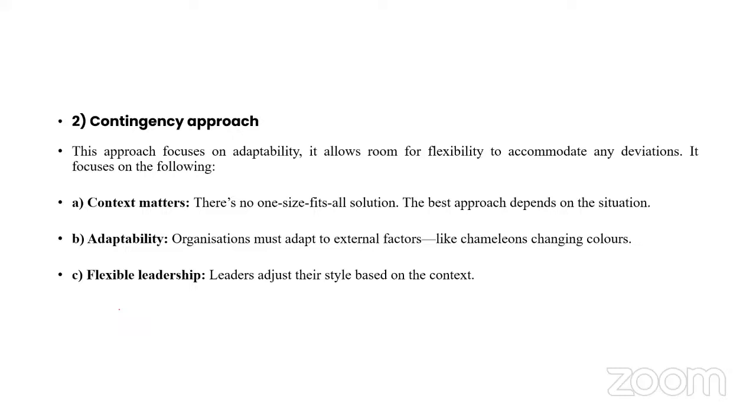Next one is the contingency approach. So this approach focuses on adaptability. It allows room for flexibility to accommodate any kind of deviation. So it focuses on the following. What are they? Context matters, adaptability, and flexible leadership. Context matters means, if any problem is there, there cannot be one solution which can be applicable in all the situations. So which is the best solution? It depends on the situation, right?